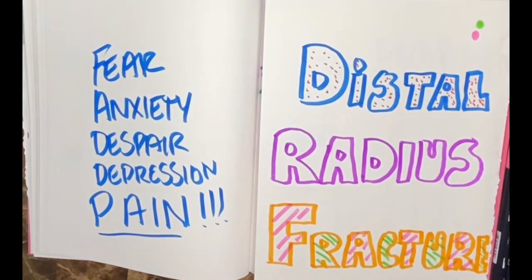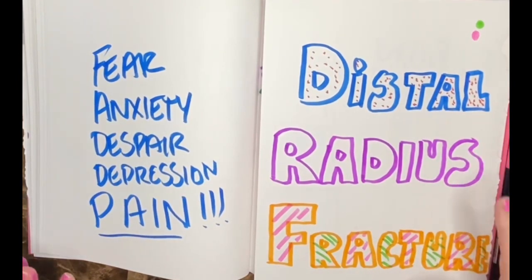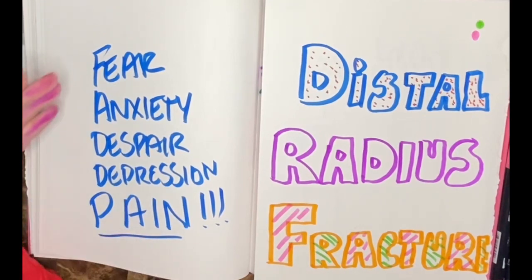Hey everybody, I know I talk about distal radius fractures a lot, but I want to talk about this kind of location where the surgery occurs. This would also apply to ECU surgeries and TFCCs, especially TFCCs. But what I think I'm discovering is that this population has a higher sense of fear, anxiety, despair, depression, and definitely more pain.